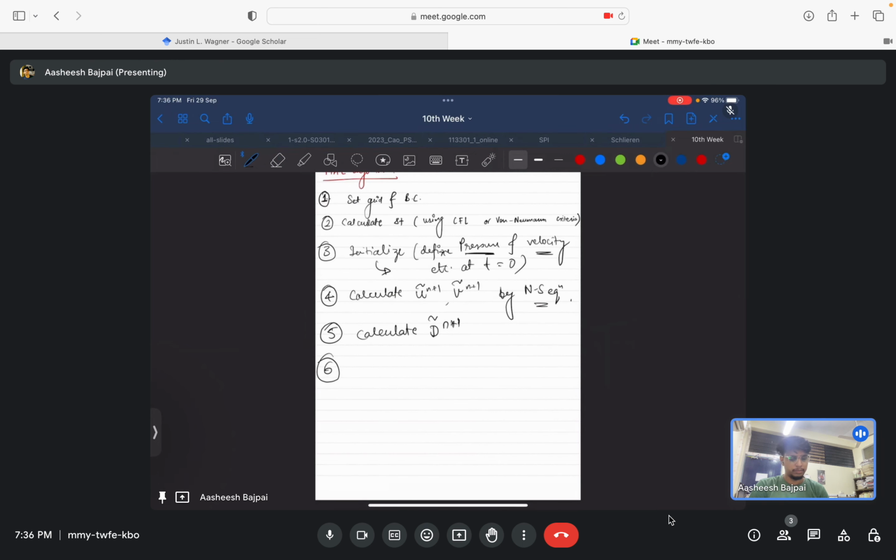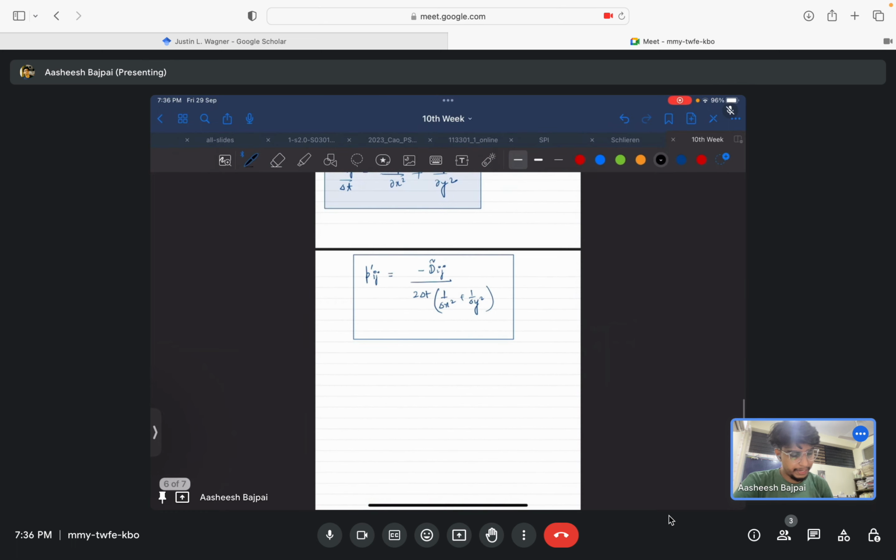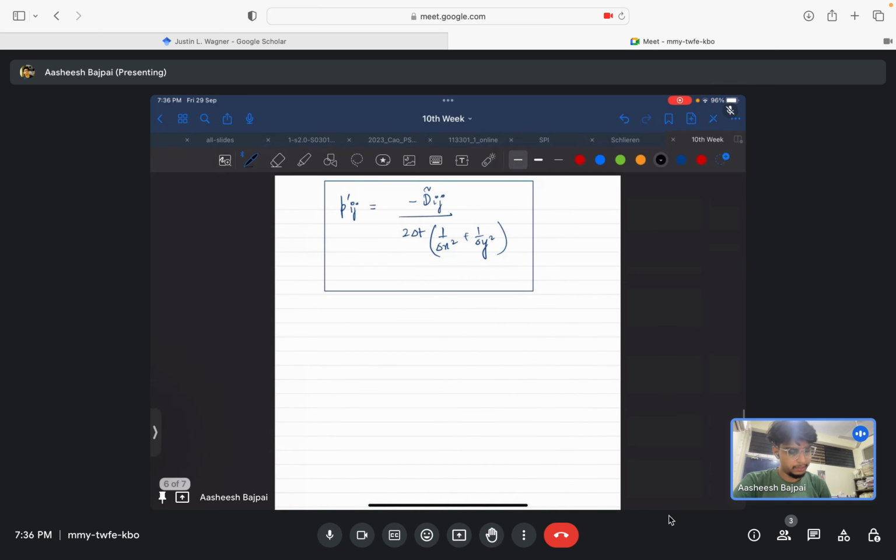Sixth point. Before the sixth point, I want to write it like this. Why I have written this, I want to be clear on this first. Then I will write the sixth point. When we go for iterations, this u tilde will become u at the end, v tilde will become v, d tilde will become d, which is equal to 0, and the error should be in the range of 10 to the power minus 6 minimum.